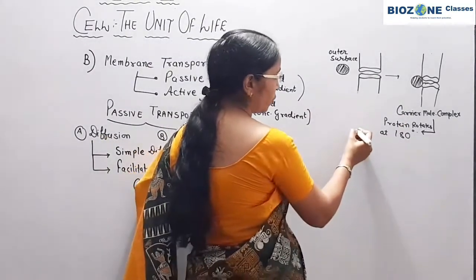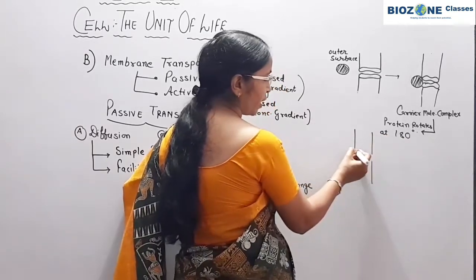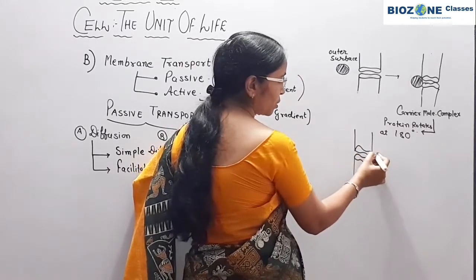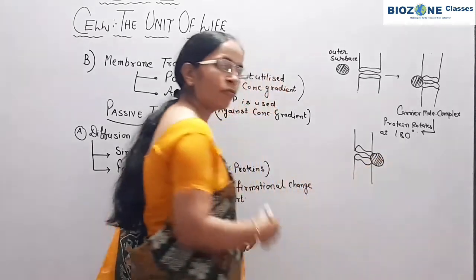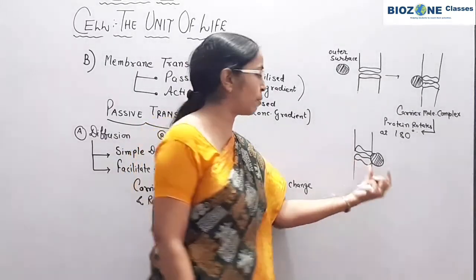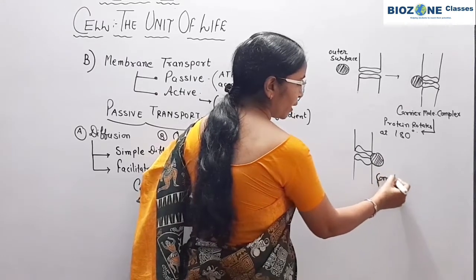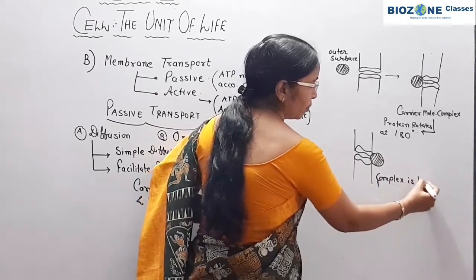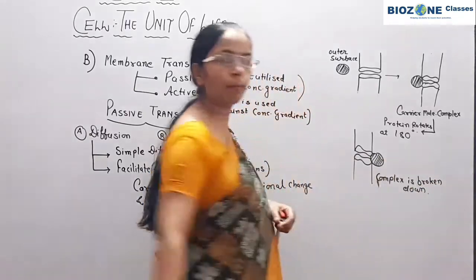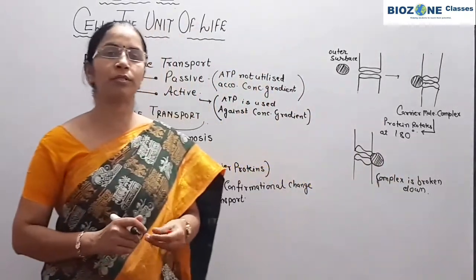Because of that, the molecule which was earlier present at the outer surface now comes towards the inner surface, and the molecule is transported with the help of these carrier proteins. Then the carrier ion complex is broken down, and the ion or molecule which was present at the outer surface is released towards the inner surface.